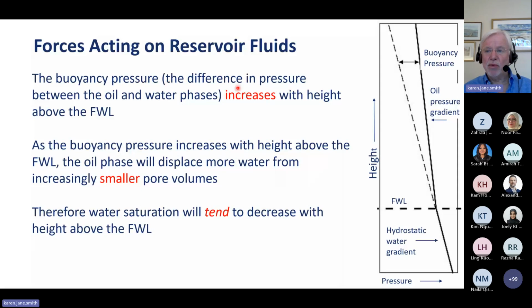So the buoyancy pressure, which is the difference between these two curves, increases with the height above the free water level. As the buoyancy pressure increases, the oil phase can displace more water and enter the smaller pores. Therefore, the water saturation is expected to decrease with height above the free water level. But as I showed you before, this is not always the case.